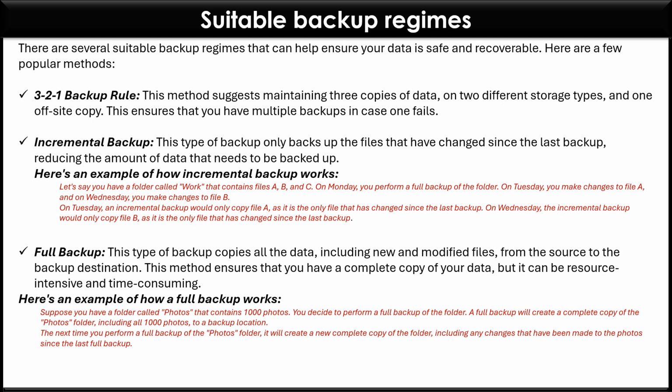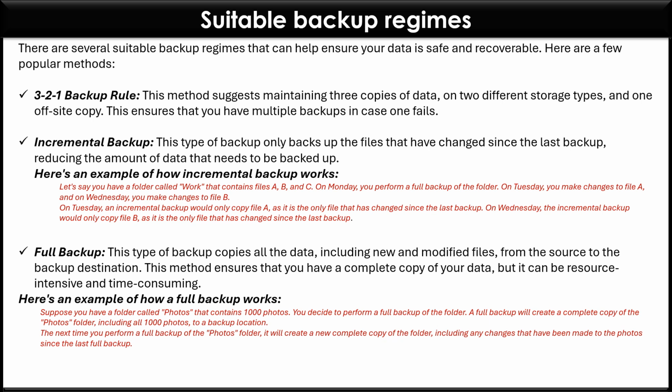But in short, let's say you have a folder called work that contains files A, B, C. On Monday, you perform a full backup of the folder. On Tuesday, you make changes to file A, and on Wednesday, you make changes to file B. So on Tuesday, an incremental backup would only copy file A as it is the only file that has changed since the last backup. On Wednesday, the incremental backup would only copy file B as it is the only file that has changed since the last backup.